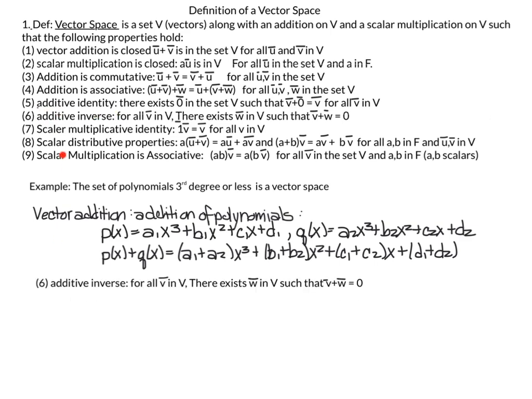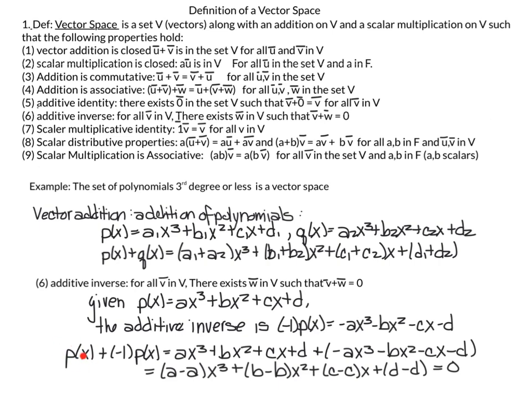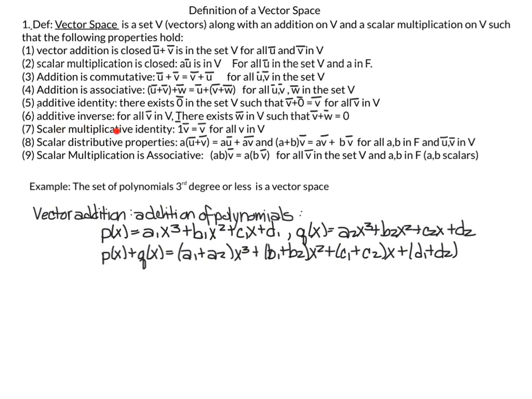The next thing we'll look at is additive inverse. Given a polynomial p of x equals ax cubed plus bx squared plus cx plus d, the additive inverse will be the scalar -1 times p of x, or in other words, minus ax cubed minus bx squared minus cx minus d. We can verify that p of x plus the inverse, minus p of x, will give us the zero vector. The scalar multiplicative identity is just the scalar 1. You can verify these other two, the scalar distributive properties and scalar multiplication as an associative property, just using algebra.